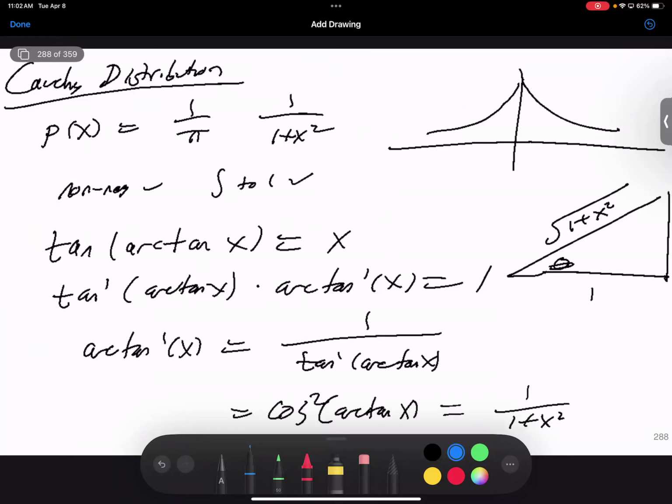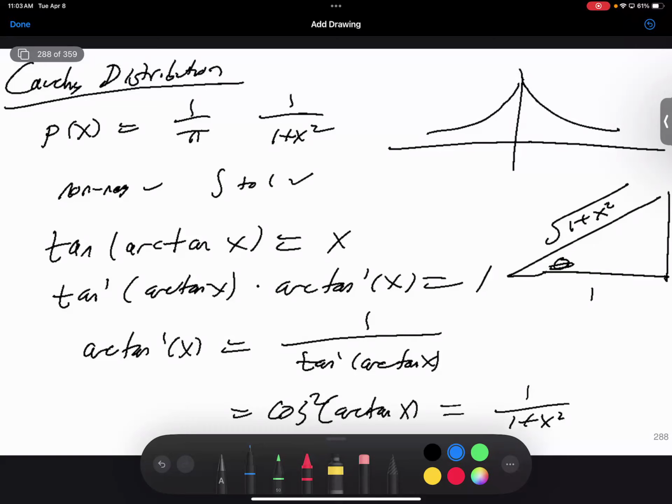Its probability density is 1 over pi, 1 over 1 plus x squared. It's non-negative, it integrates to 1. And then we are going to use proof by language. What is the tangent of the arctangent of x? Or in English, what is the tangent of the angle whose tangent is x? X, right? So tangent arctangent of x is clearly going to be x. And so we can use this to get tangent prime of arctangent of x times arctangent prime of x equals 1. And so we can solve for arctangent prime. It's 1 over tangent prime at arctangent.